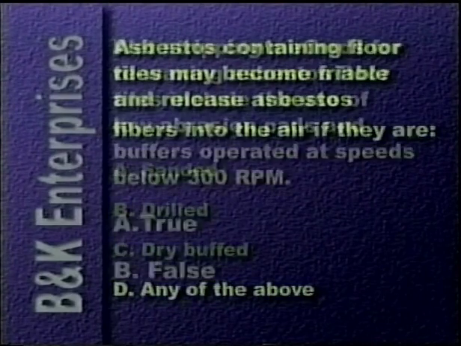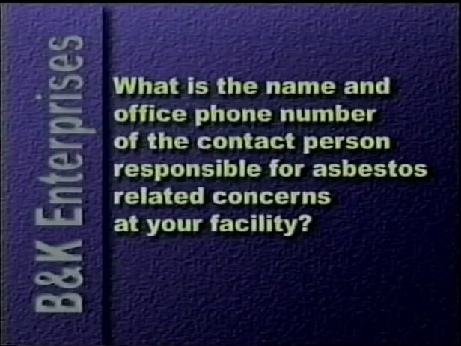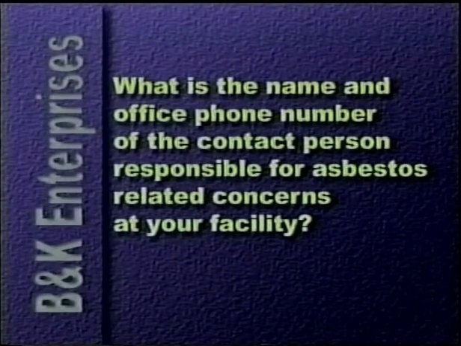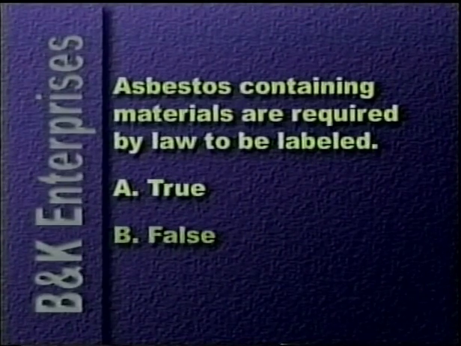Number 8. Wet stripping methods for rewaxing asbestos floor tiles include the use of low abrasion pads and buffers operated at speeds below 300 RPM. The correct answer is A, true. Number 9. What is the name and office phone number of the contact person responsible for asbestos-related concerns at your facility? Number 10. Asbestos-containing materials are required by law to be labeled. The correct answer is A, true.